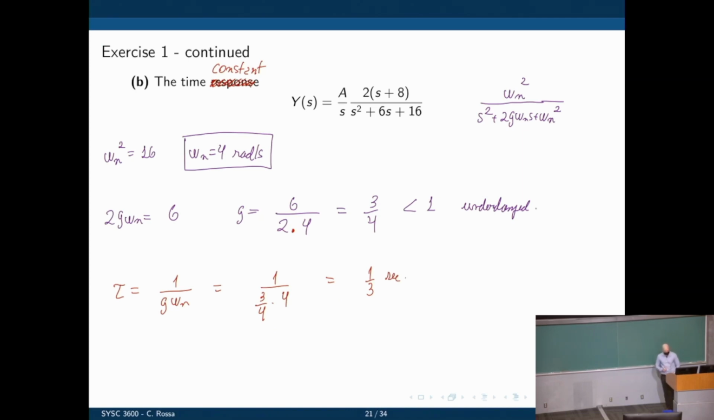And what is the settling time? Settling time is 4 times that, 4 times 1/3 seconds.